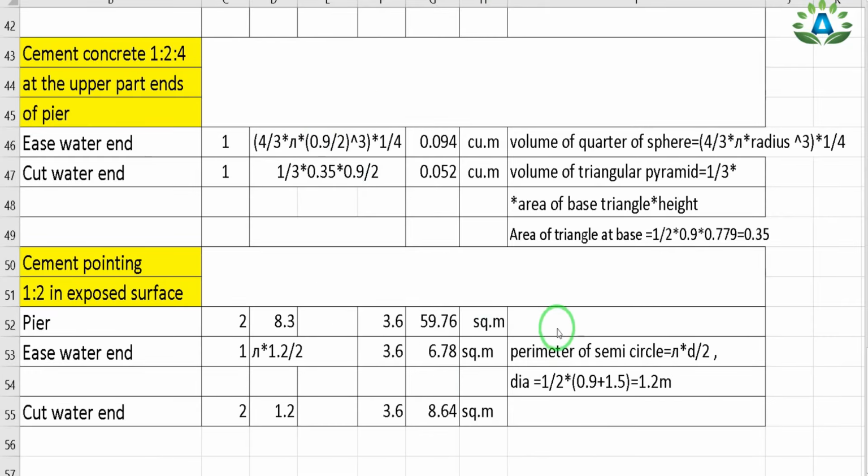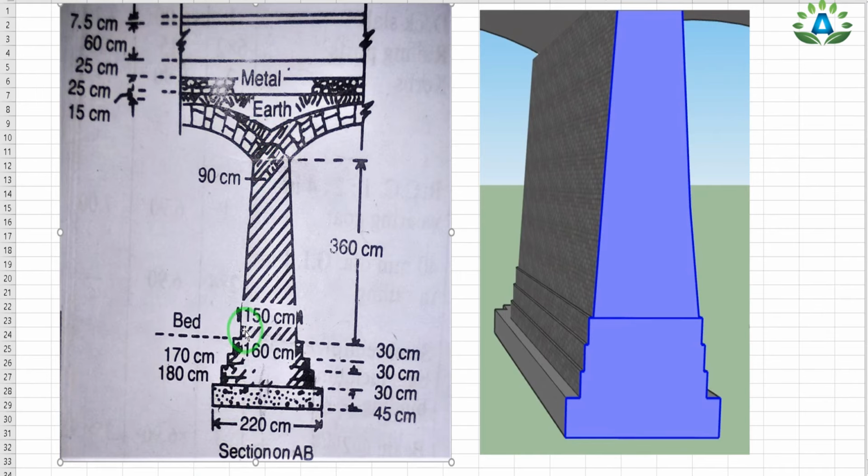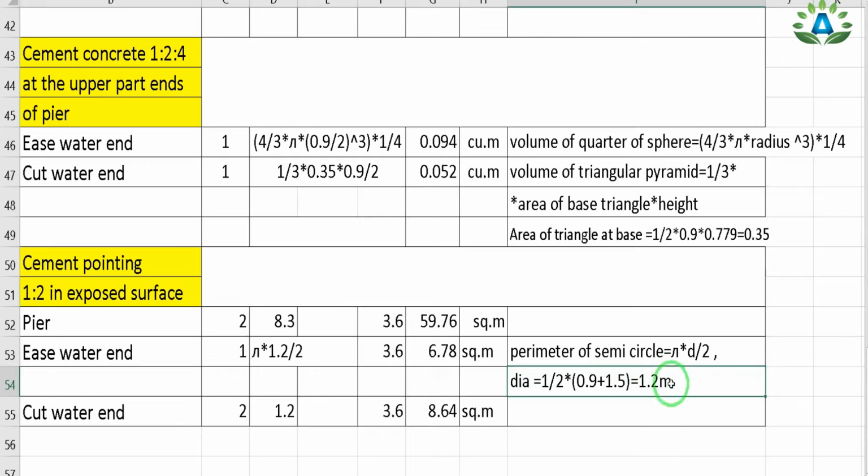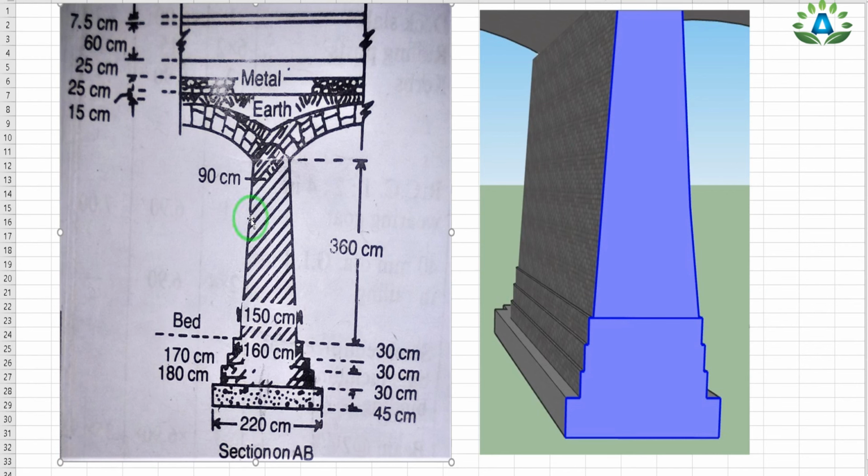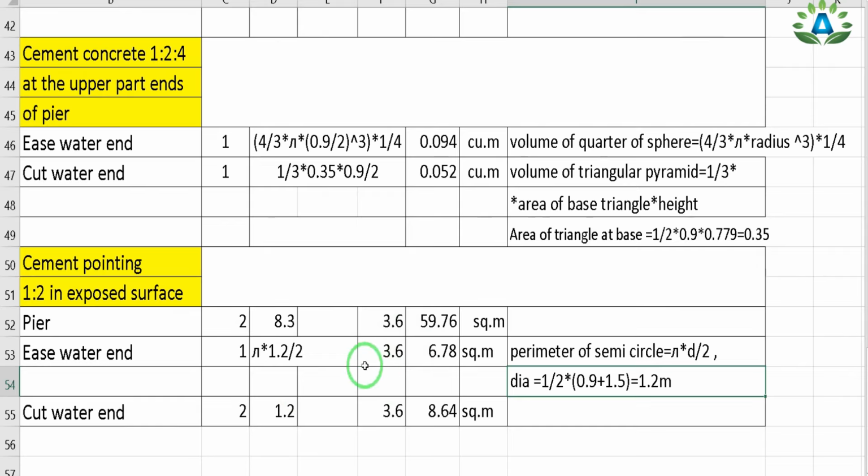Firstly we need to find the perimeter of the semicircle, and we have the perimeter of a circle as pi d. So obviously the perimeter of the semicircle equals pi d by 2. The diameter equals the average of these two widths. So the diameter at center equals 90 plus 150 by 2, that will be 1.2 meter. So we have the total area of this ease water end as pi into 1.2 by 2, and the height of this portion is 3.6 meter. So I can write the height equals 3.6 meter.